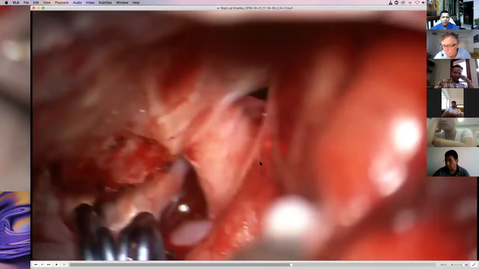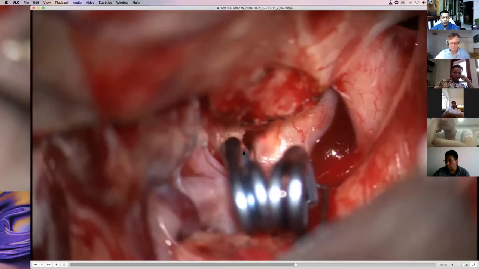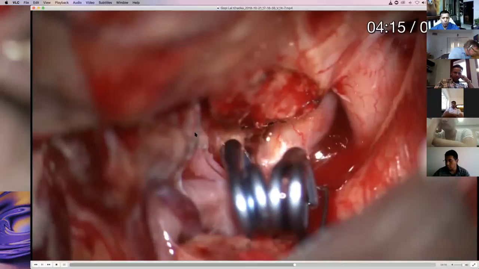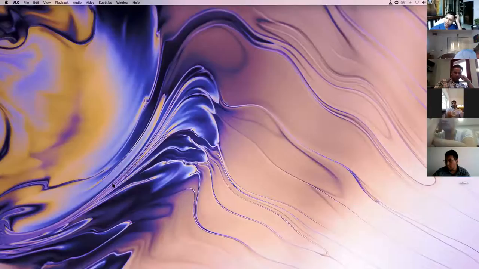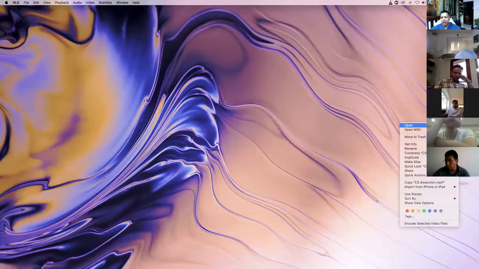This patient is back to the ward. So that's about it. So we have shown the cavernous sinus dissection. After I showed you the anterolateral dissection, maybe I can show you again once more the cavernous sinus.